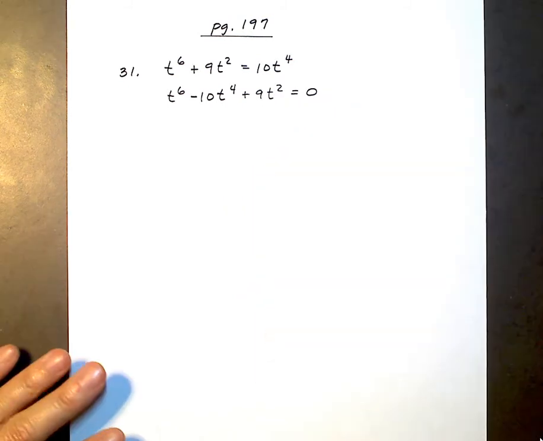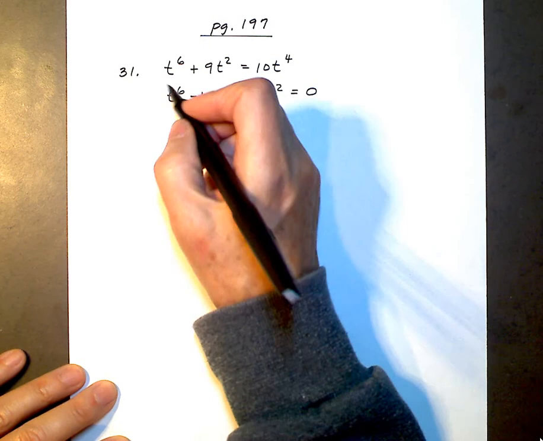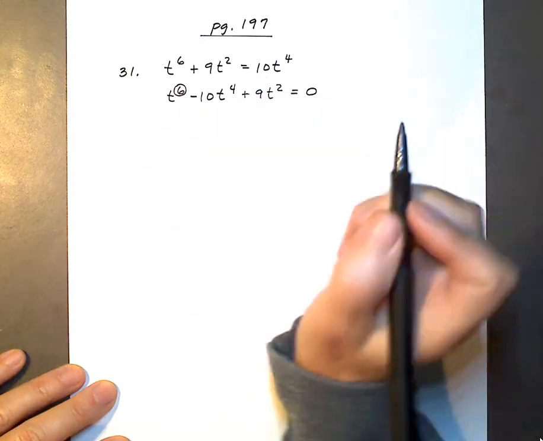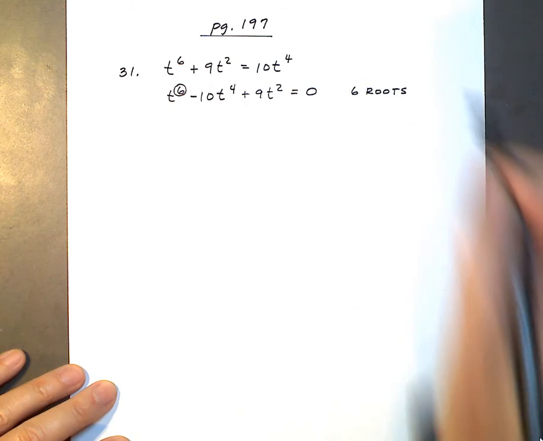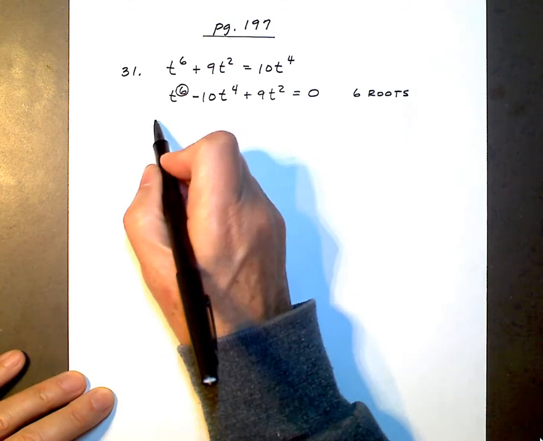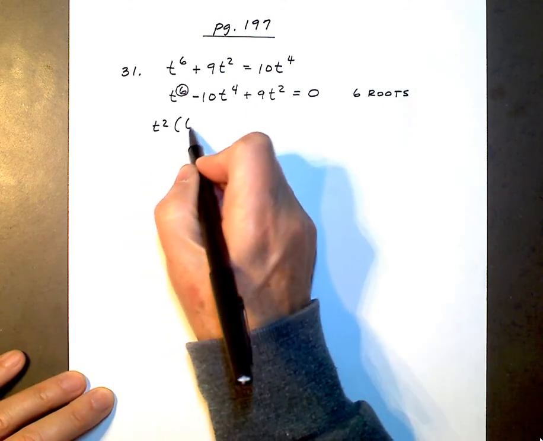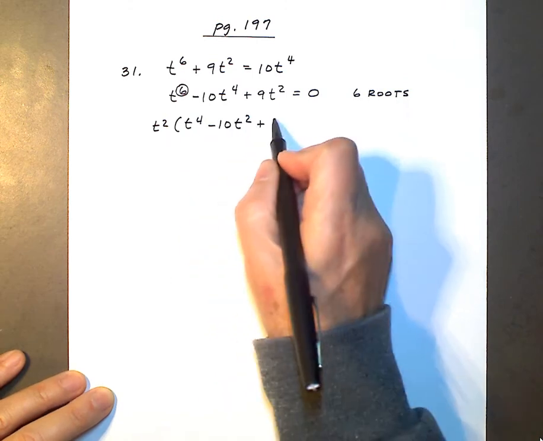So, even though this is the sixth power here, I have to look at this and say, you always want to take out a greatest common factor. But first, given that t to the sixth is the highest power of t, I'm also going to, right here, acknowledge that there will be 6 roots when I'm done, if I can find 6 solutions to this equation after I factor it. So let's get that greatest common factor of t squared out. And then I'll have t to the fourth minus 10t squared plus 9 equals 0.